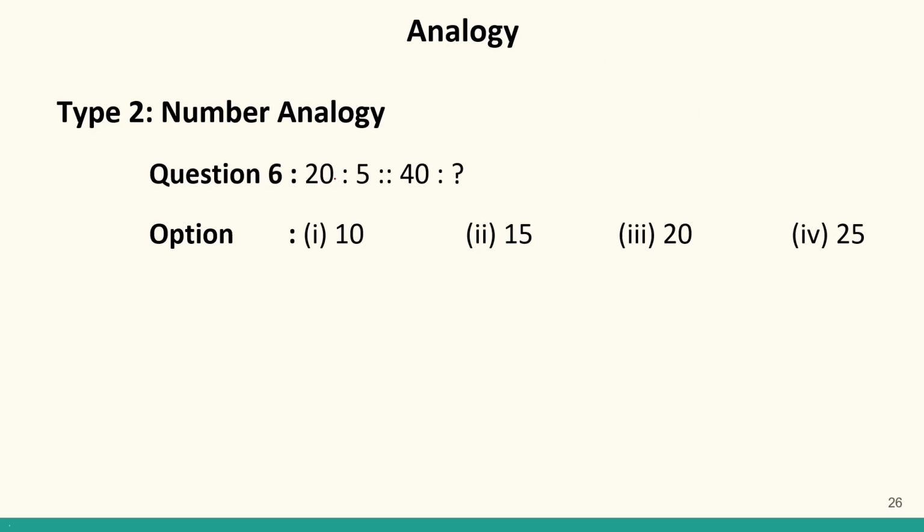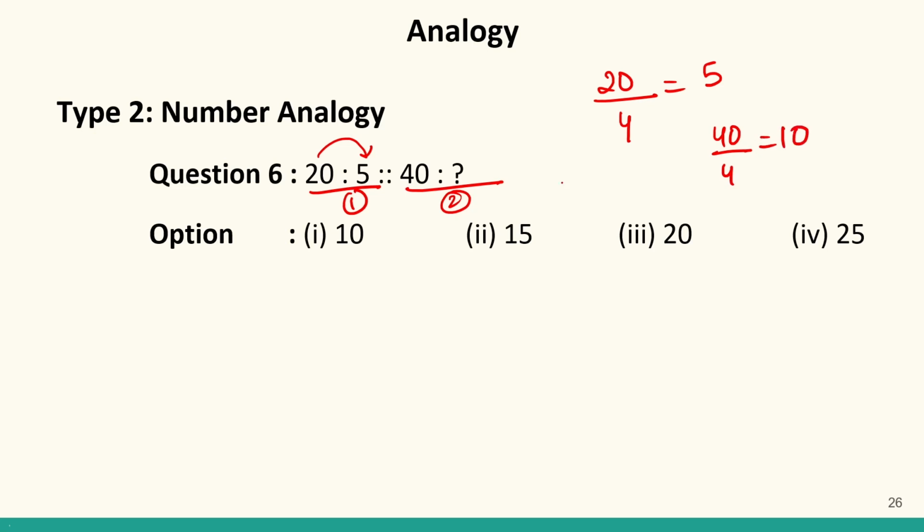Now, in this analogy, 20 and 5 is the first pair, and we have to find the missing number. I can see that the number is being reduced. So if I divide 20 by 4, I'll get 5. So let us use the same logic for 40. If I divide 40 by 4, I'll get 10. So my answer will be option number 1, 10. So this is how you solve number analogy questions.